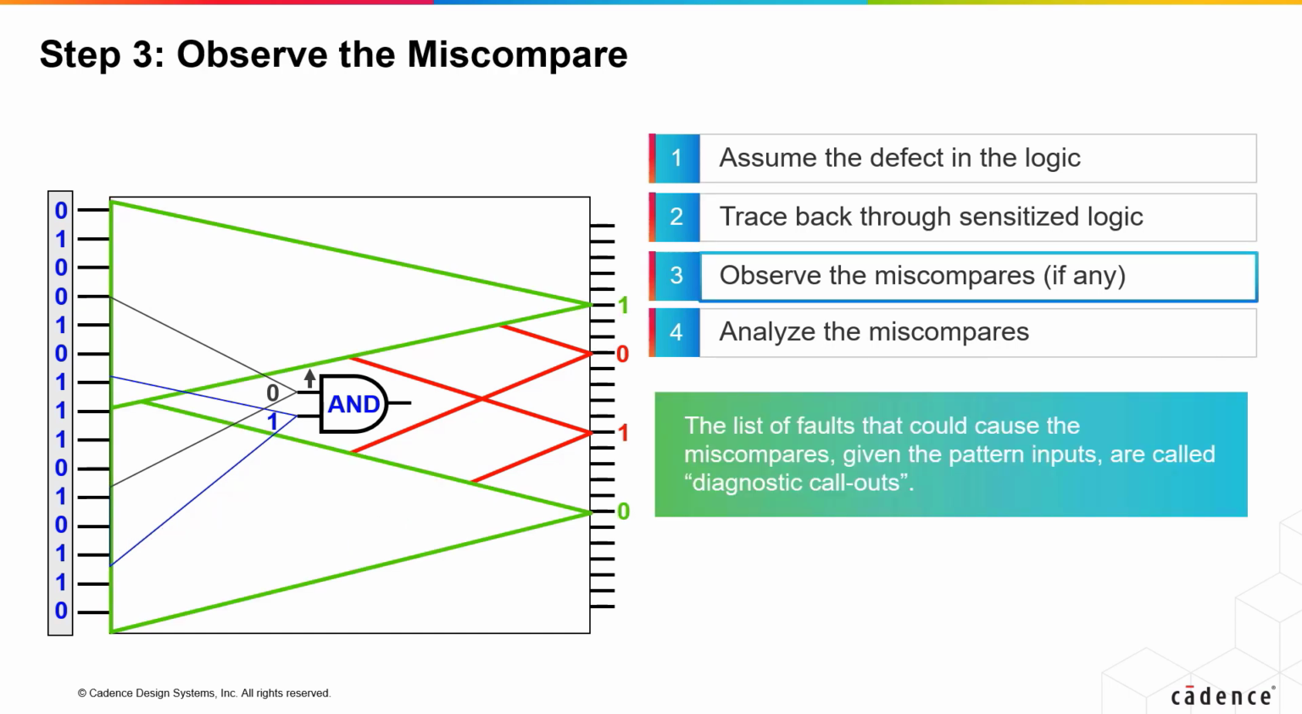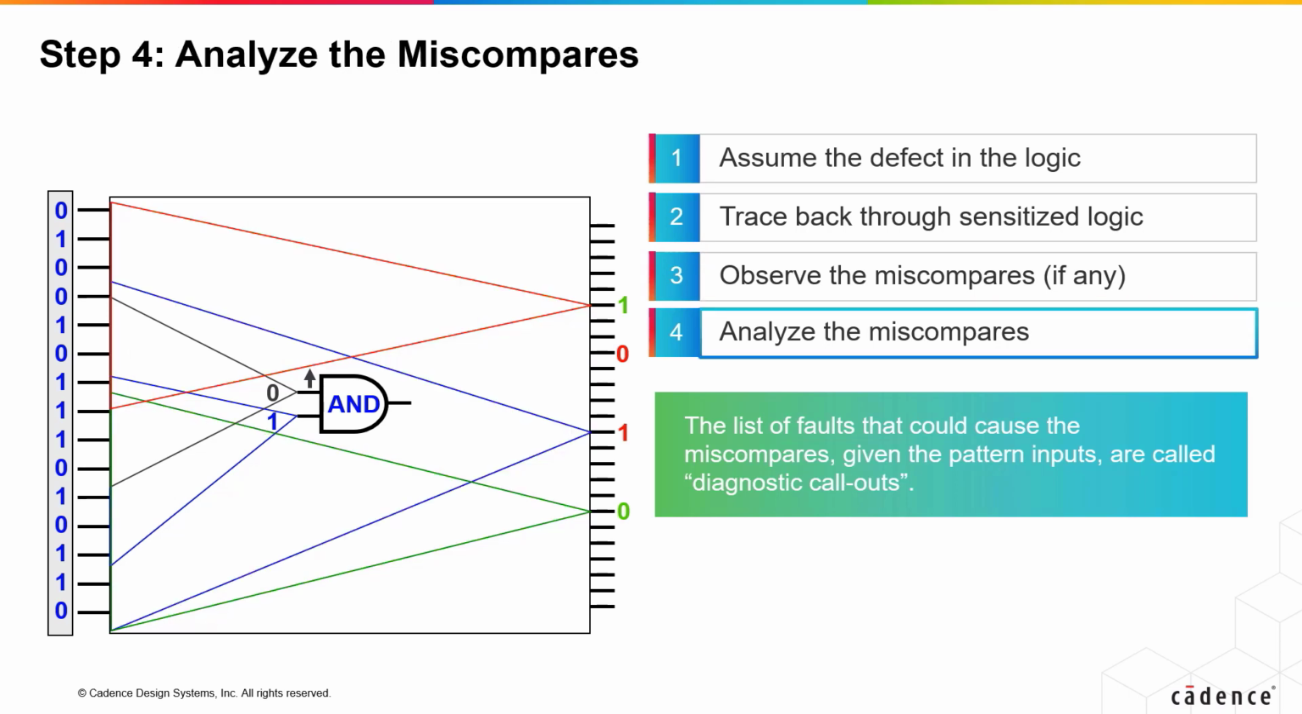Some of the outputs that were correct, where the observed value and predicted value matched, can also be traced back through sensitized paths. These essentially exclude logic from the area that could create the miscompares, as shown by the two outer cones that do not include the AND gate. The process continues, gradually reducing the list of possible faults. If necessary, the test pattern generator can be used to create special patterns that sensitize some of the possible faults and not others. These patterns are applied to the chip, and the results are added to the analysis.